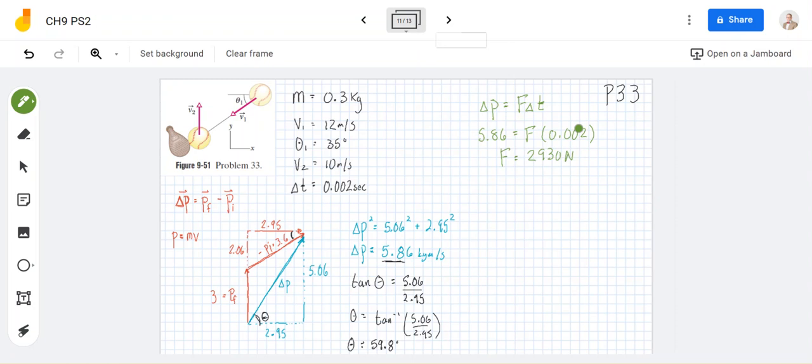Okay, so the force is equal to that. So that is the magnitude, and what I like about this is if you look at the equation, you'll notice that time is a scalar, so the force vector and the change in momentum vector have to be in the same direction. So the angle is 59.8 degrees from the x-axis.